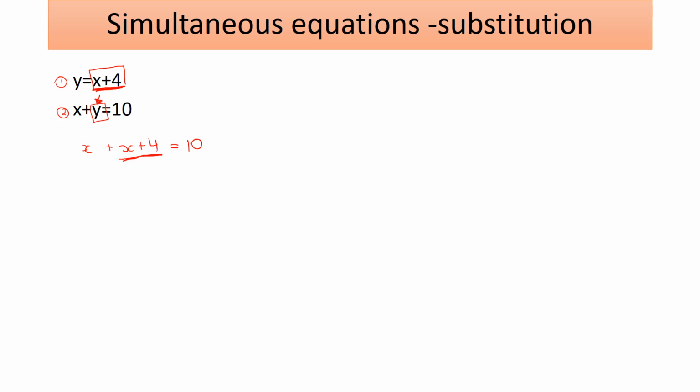Now I've got an equation with only one unknown, and I can collect like terms and solve this equation easily. So I've got 2x add 4 equals 10. Now to get rid of the add 4, I need to take away 4. Remember to do it from both sides. So that's 2x equals 6. Now to get rid of the 2 in front of x, I need to divide both sides by 2, because remember 2x means 2 times x, and we want to do the opposite operation. So we need to divide, and x equals 3.